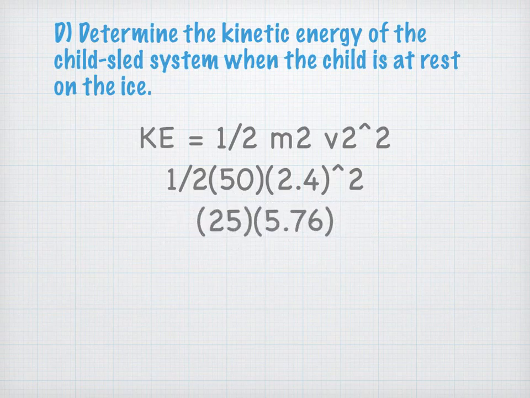Half of 50 is 25. You're going to multiply it by 2.4 squared, which is 5.76. The kinetic energy is equal to 144 joules.